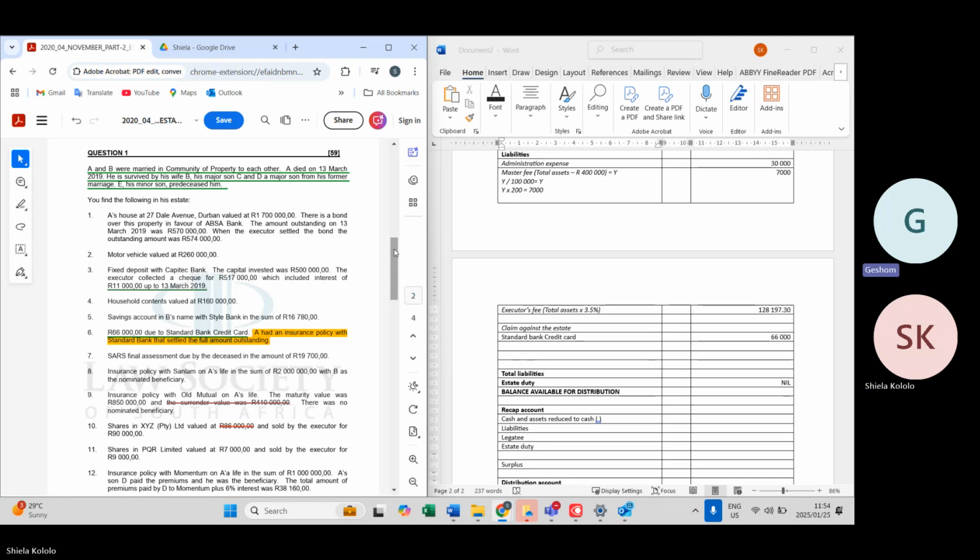When the executor settled the bond, the outstanding amount we are going to record is 570,000, which is Absa Bank. Then which one also did we identify as a claim against the estate? What about the executor settled the bond? The outstanding amount was 574,000.